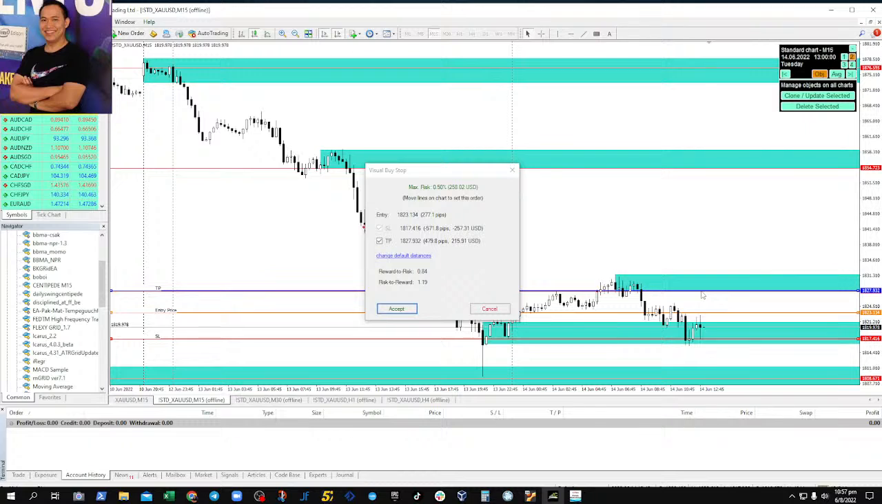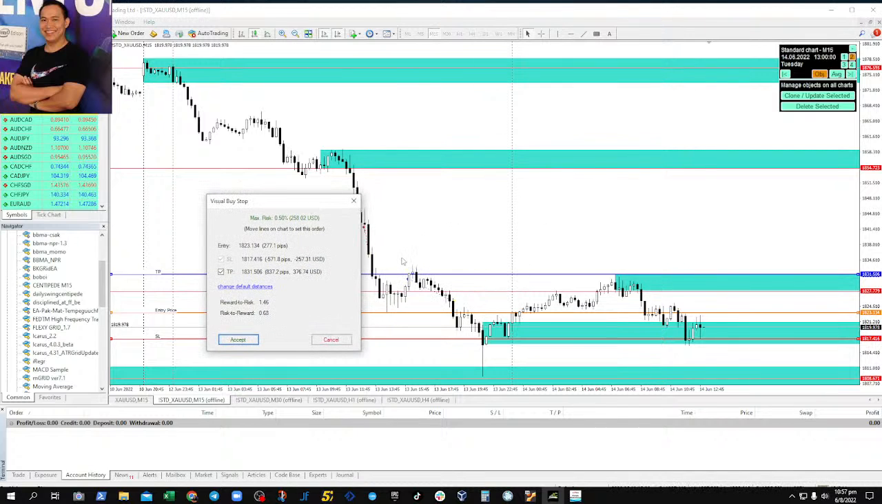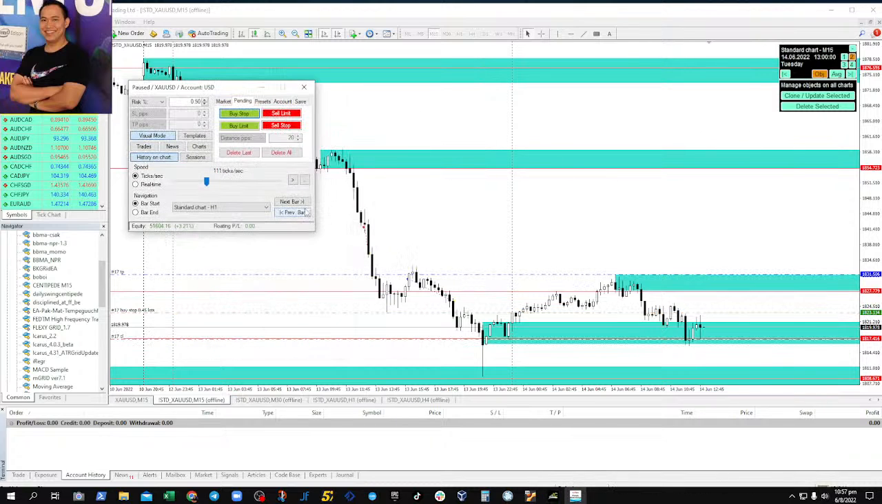Risk to reward, wow, not a very good trade. 1.6 even if you break until there. Okay, let's see what happened. Take first trade.